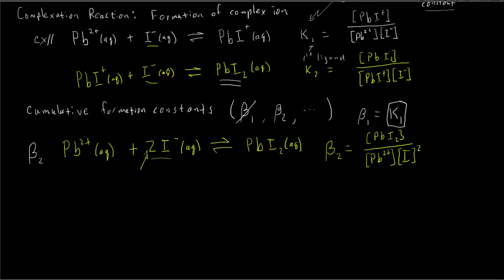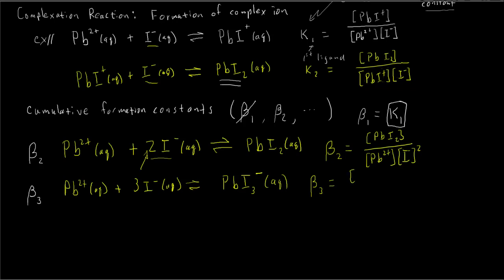And so we could continue writing them out. So there would be a beta 3, for example, which would be the third cumulative equilibrium constant. And that would be Pb2+ reacting with 3 I minuses in equilibrium with PbI3. And now what's the total charge? Well, we got 2 pluses and 3 minuses, so that's going to give us a -1 as the overall charge on that ion. It's still aqueous, still dissolved in water, and this is still a complex ion. So again, we could write out the beta 3 cumulative formation constant in the usual way with products over reactants. Notice now that our iodide concentration is raised to the third power because of the stoichiometric coefficient. And we could keep on doing this.